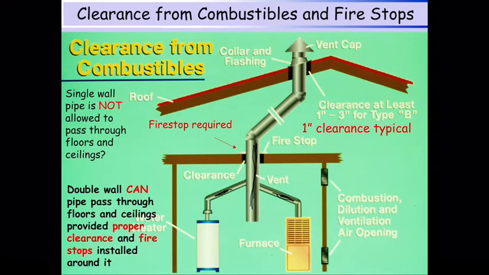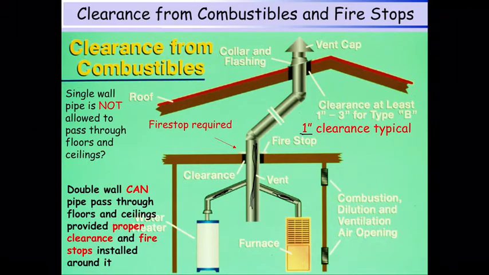These could be single wall or double wall. Obviously, double wall would be preferred. We can put a double wall vent pipe directly through a floor or through the roof or any of those with as little as about 1 inch of clearance all the way around from any type of a combustible material.